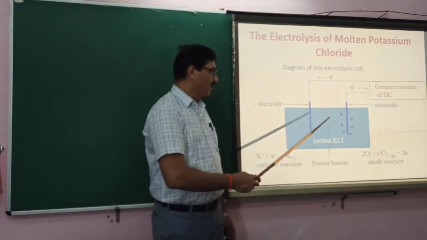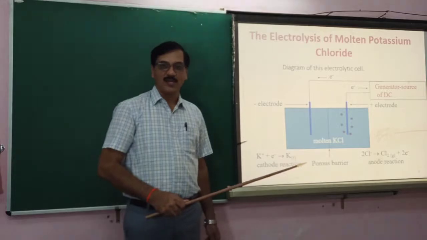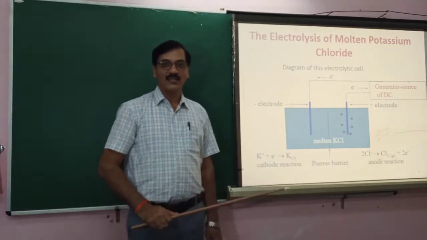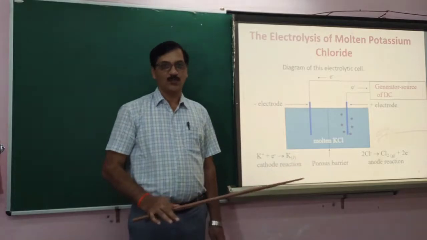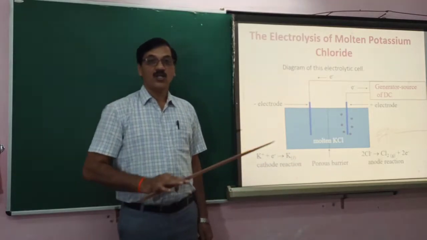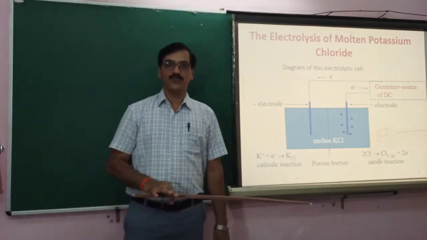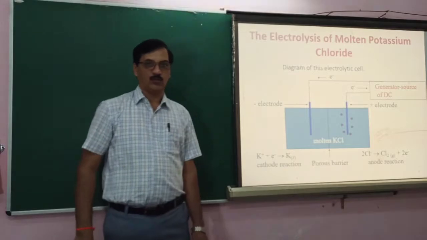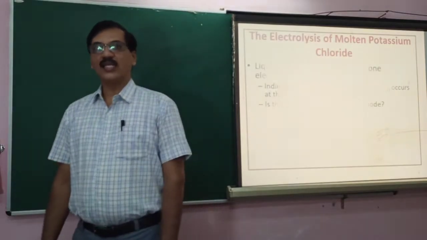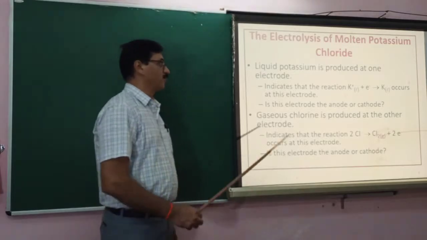One thing that you can remember commonly for both cells is that cations move towards the cathode. Cations move towards the cathode. This is the common thing. And oxidation always takes place at the anode. That is also common for both the cells. Remember, oxidation takes place at the anode. So let us see the reactions and the observations further.